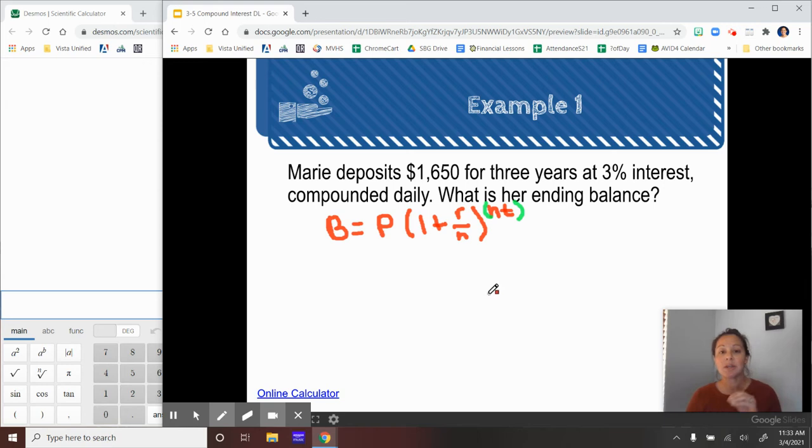What's important with this one is that this answer gives us the balance in the account. Simple interest gave us the interest that was earned. And if we wanted the balance, we had to add that in. So, kind of just a reminder, we talked about it. Balance is equal to the principal plus the interest. This answer gives us the balance, the full amount in the account. So, it's including the principal and the interest.